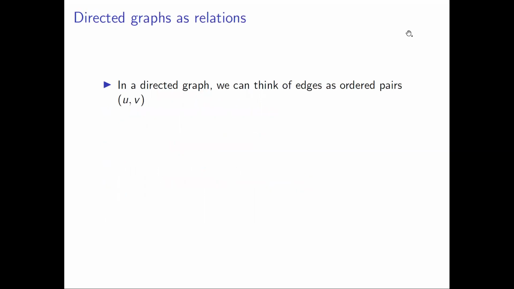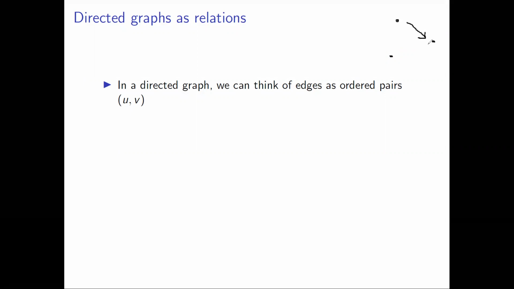We're going to look at some examples of relations that we've seen before. We're going to start with directed graphs. Recall that in a directed graph, the edges have direction. Here's an example of a small directed graph. Here I've drawn two edges. One edge goes from vertex 1 to vertex 2, and the other edge goes from vertex 2 to vertex 3.